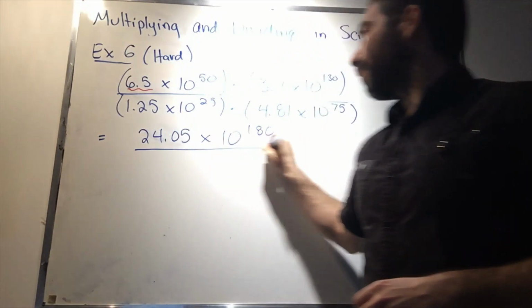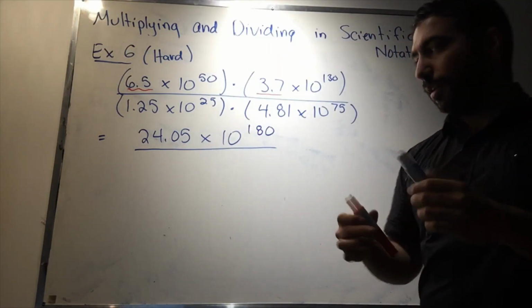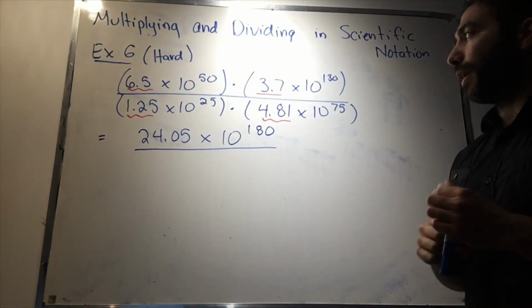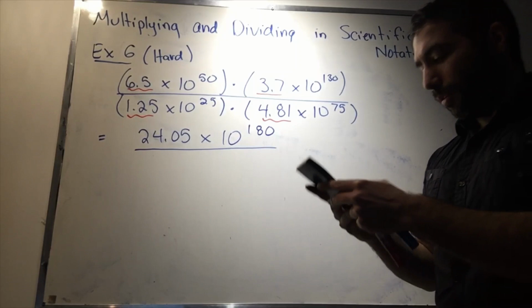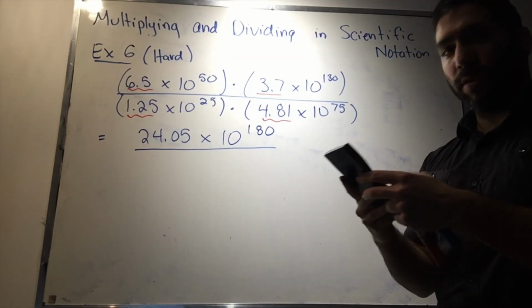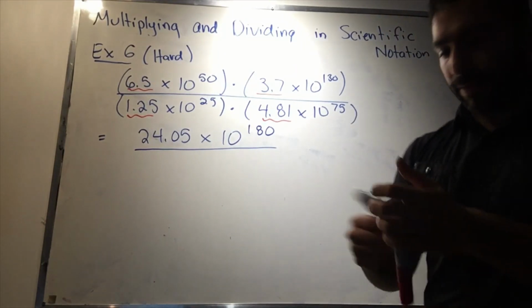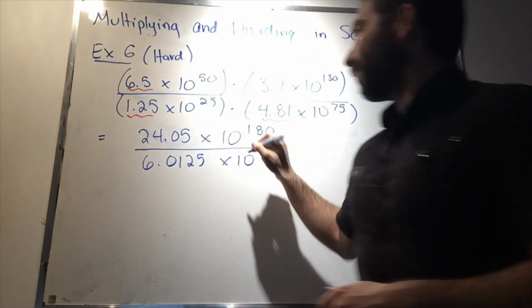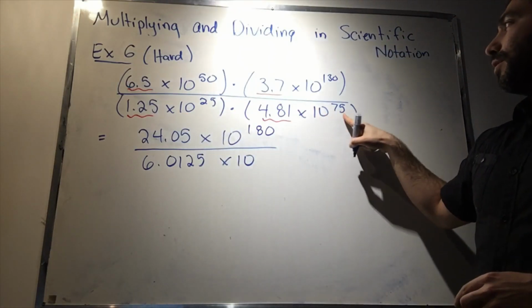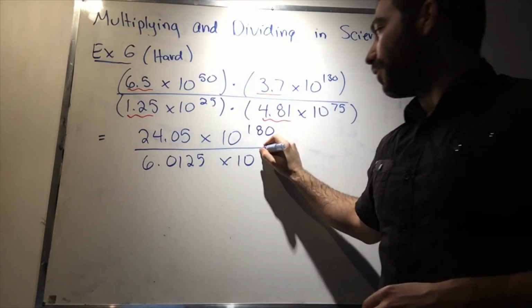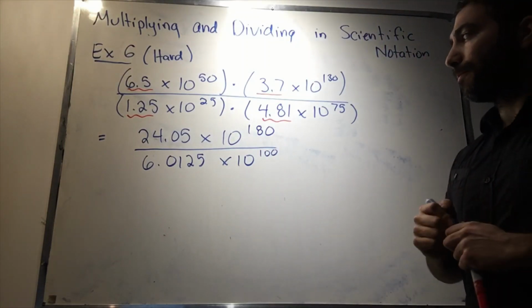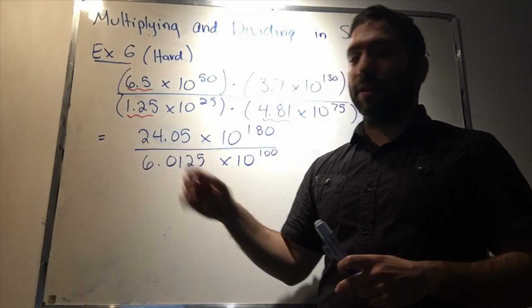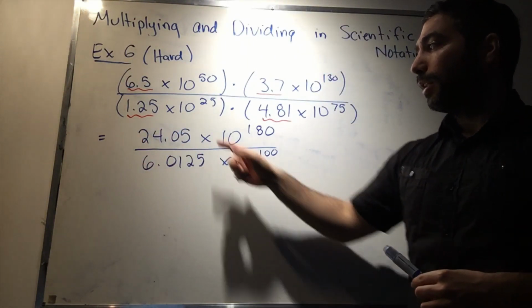Okay. All that divided by, and now let's multiply the numbers on the denominator. So we have 1.25 times 4.81, so let's go ahead and do that. 1.25 times 4.81, and we get 6.0125 times 10 to the, here it's 10 to the 25, here it's times 10 to the 75, so 25 plus 75, we get 100. Okay. So we finished the multiplications. Again, the number on top is not in scientific notation, but it's okay because we're not finished. Let's do the last step here.